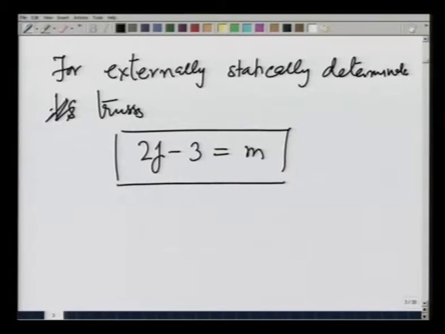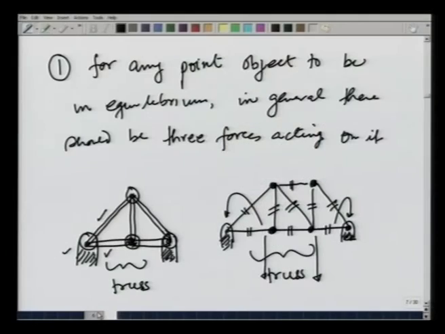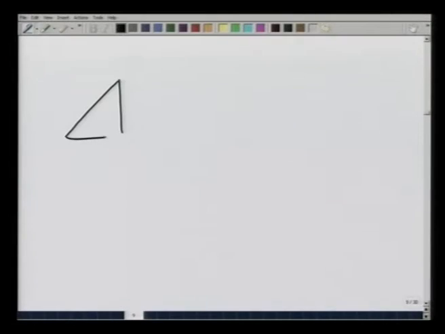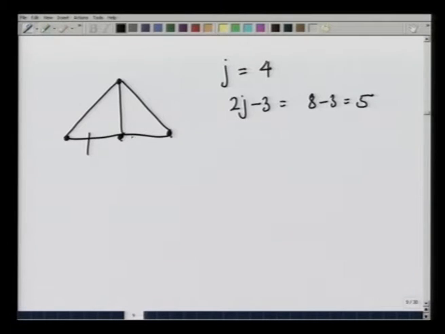Let us see the structures that I made earlier, whether they satisfy this or not. The first structure that I made was this one and the second one was this one. The first structure was like this. The number of joints is equal to 1, 2, 3, 4. So, 2j minus 3 is equal to 8 minus 3, which is equal to 5, and I have precisely 1, 2, 3, 4, 5 members. This is a statically determinate structure.